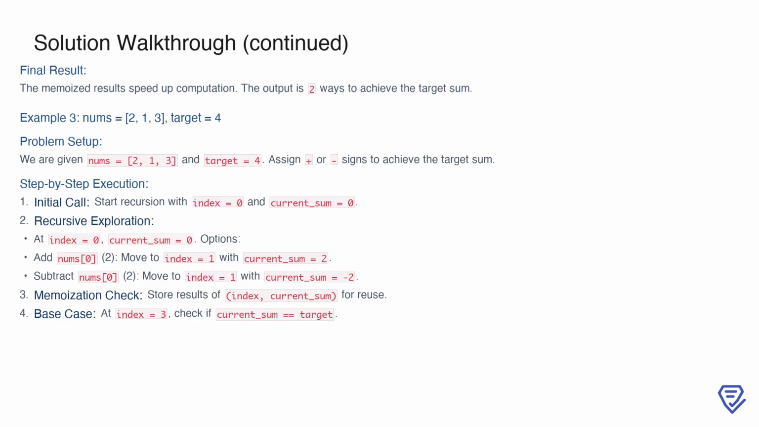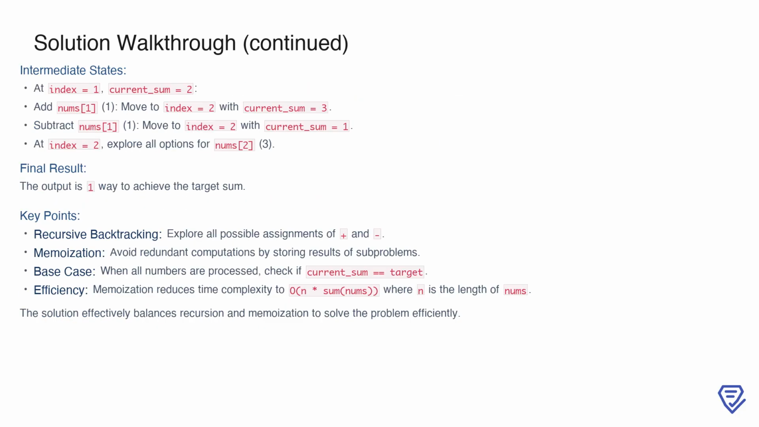At the base case where the index equals the length of nums, we check whether the current sum matches the target and count the path if it does. Now let's examine the intermediate steps of the third example. At index 1 with a current sum of 2, we can add nums[1], which is 1, to move to index 2 with a sum of 3, or subtract nums[1] to move to index 2 with a sum of 1. At index 2, we explore both options for the final number, nums[2], which is 3. After evaluating all possible paths, we find that there is only one way to assign signs to the numbers in nums such that their sum equals the target of 4.